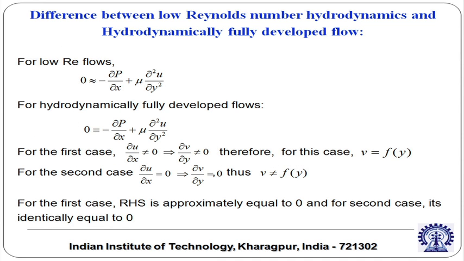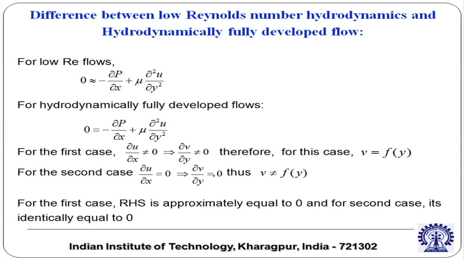Finally, we discussed the difference between low Reynolds number hydrodynamics and hydrodynamically fully developed flow. For low Reynolds number flows, the inertial terms on the left hand side are approximately equal to 0, that is, negligible. On the other hand, for hydrodynamically fully developed flow, the inertial terms are identically equal to 0, no question of any approximation.